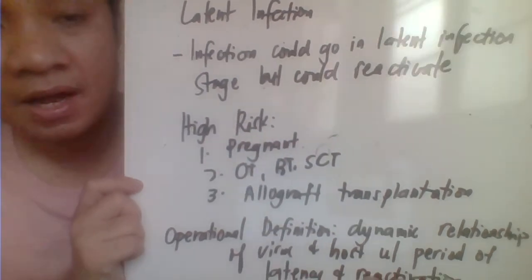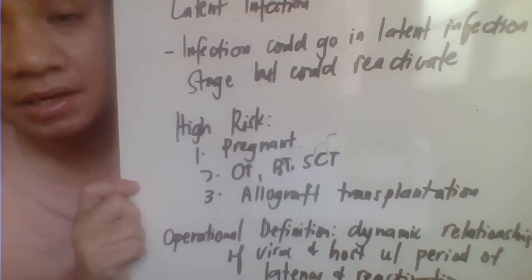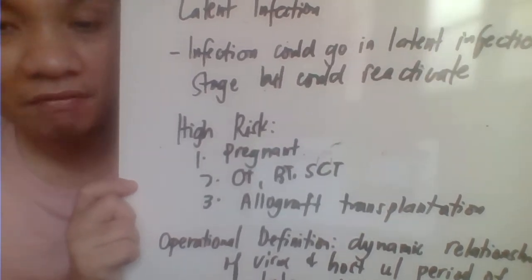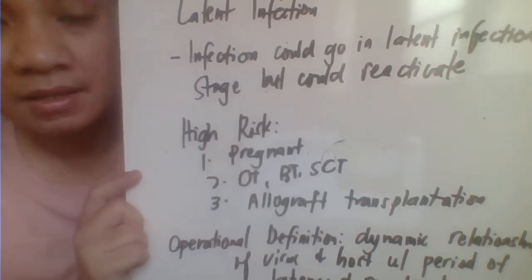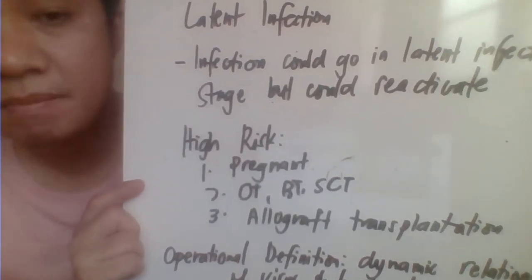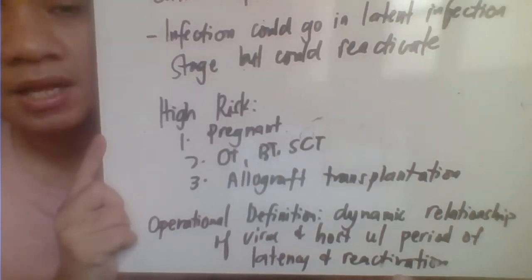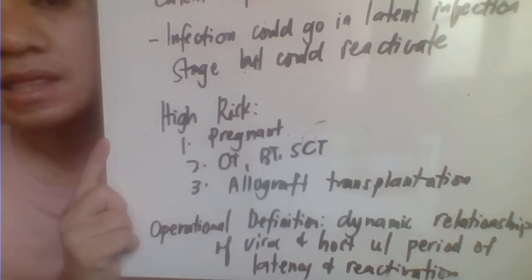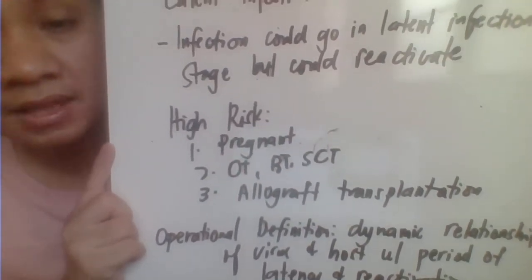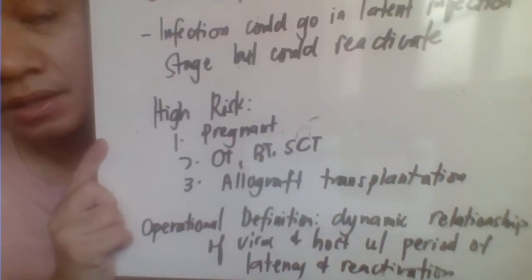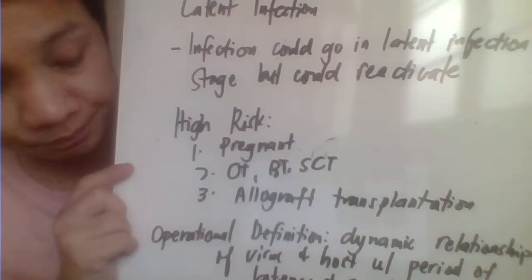We have here the true definition of latency. We define that as the presence of genetic information in an unexpressed state in the host. What do we mean by that? When we say presence of genetic information, if we try to extract the blood of the patient, the virus is present in the secretions of the patient, only that it is in an unexpressed state. Meaning to say, the patient does not have or is not showing signs and symptoms, but the patient is infected.